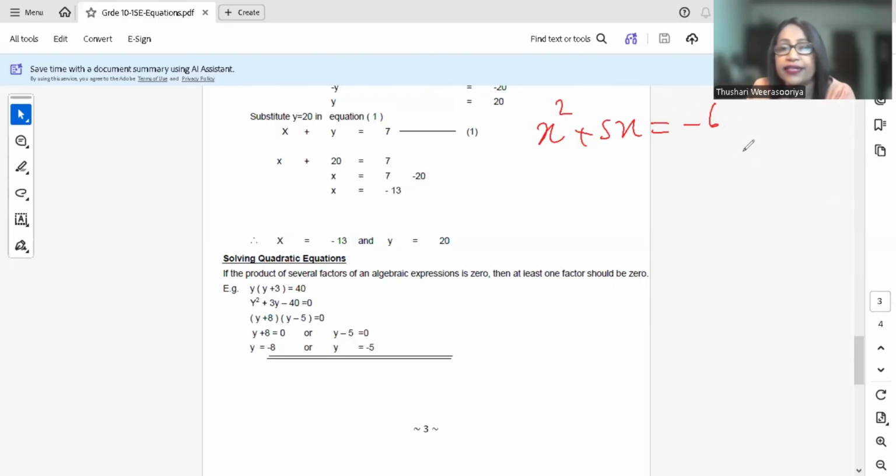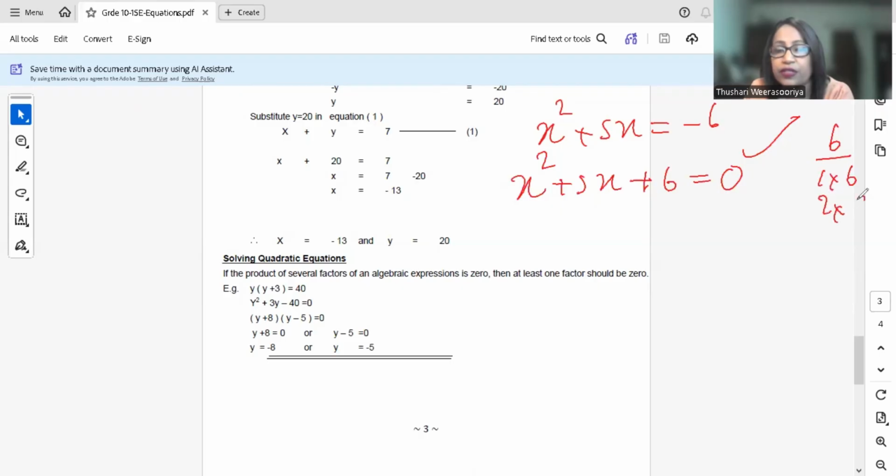Now the maximum power is 2. There you get 2, so you have 2 answers. Right? The first step, you make the right-hand side 0. All the numbers you have on the right-hand side, take to the left-hand side. The next step, to factorize. You get a quadratic equation and factorize. I assume you can remember how to factorize trinomials. How to factorize 6: 1 into 6, 2 into 3, the ways of getting 6.